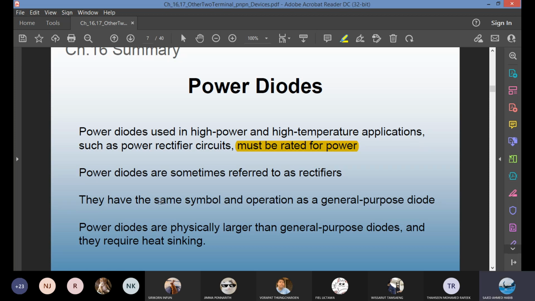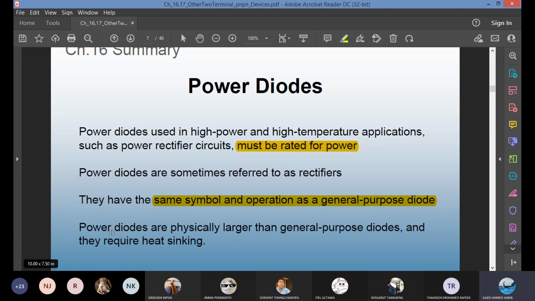The symbol of a power diode is exactly the same as a general purpose diode. So if you are given a circuit with a diode, nothing is written, no other information is given, you cannot really say whether or not it's a regular diode or a power diode. You have to know it. You should have additional information. But if you look physically, if you take two diodes, one a normal size, the other a larger size, the power diode will always be physically larger than the general purpose diode.